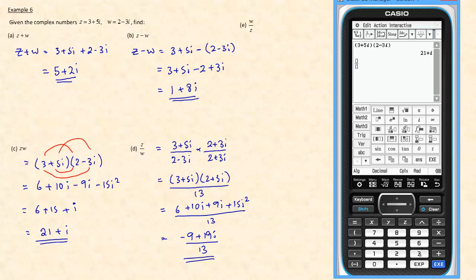So 3 plus 5i, and it's important you use this i, not just an i from the ABCs, and so that's 2 minus 3i on the bottom, and that's happened because I'm in decimal mode. Let's go to standard mode and redo that, and there we go, negative 9/13 plus 19 over 13i.